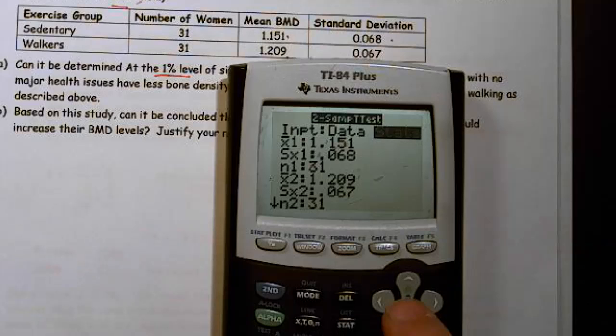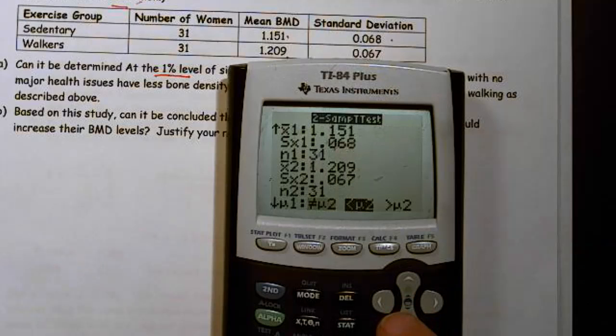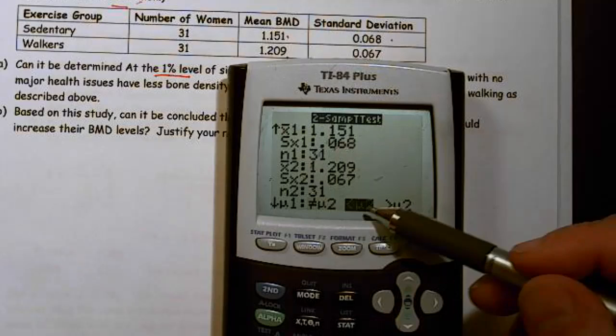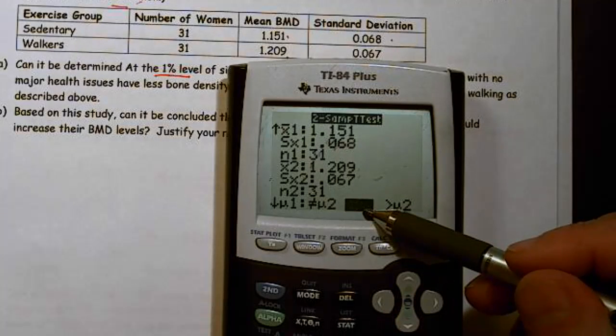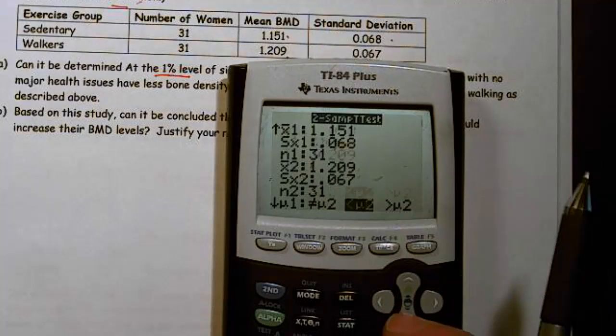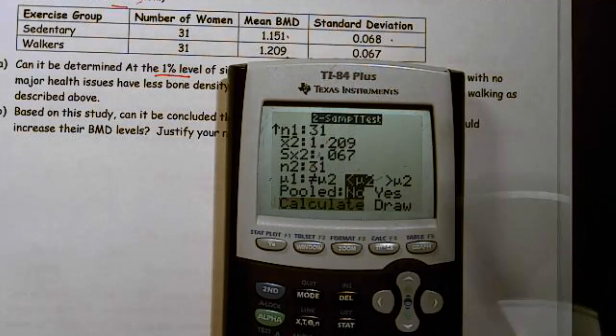Please be careful that you don't swap the order on these. If you do, you'll get the wrong answer. And my alternative hypothesis was a less than, so I need to make sure I have less than. We never pool when we're working with means.